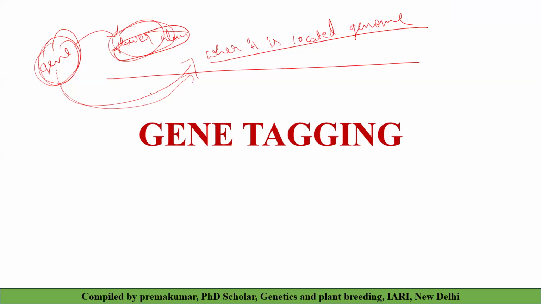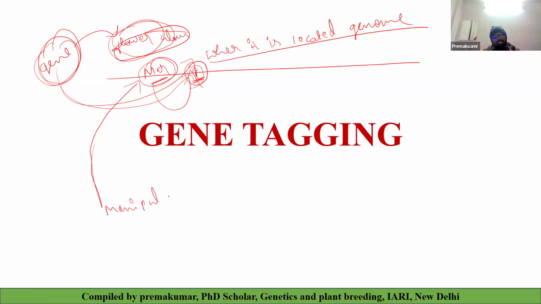Like the marker will be there when the particular trait will be there. Exactly, marker and the trait. But how do you know that particular marker is associated with the gene? How will you associate the marker with the gene? Sir, we will generate some manipulations and see whether in all the recombinants the marker is associated with the gene. Manipulations, I'm hearing it for the first time.